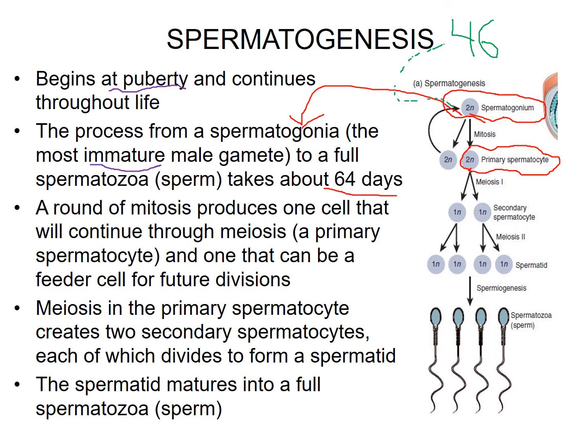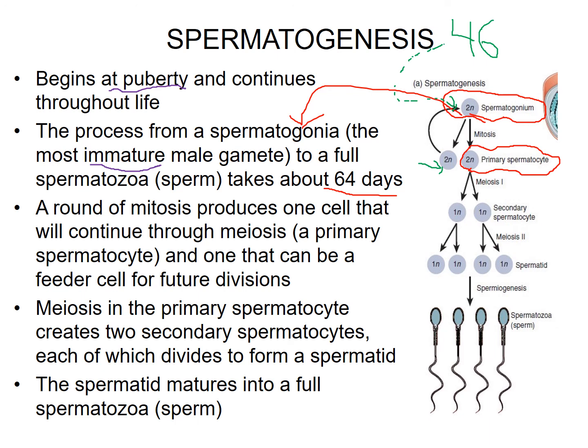When you see this 2N right here, and the 2N with the primary spermatocyte, that means it has both sets of chromosomes. So we have 23 from mom, 23 from dad, 23 pairs, right? So we have a chromosome 3 from mom and a chromosome 3 from dad. We have a chromosome 17 from dad and a chromosome 17 from mom.